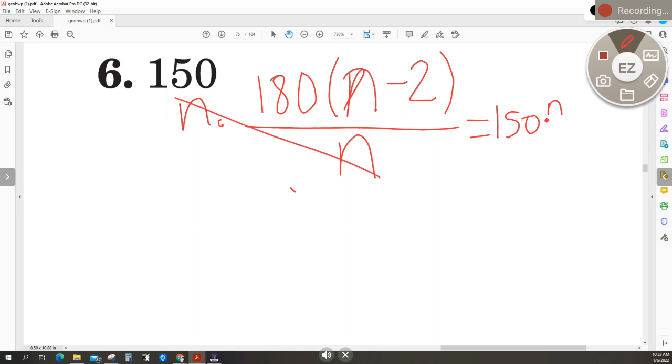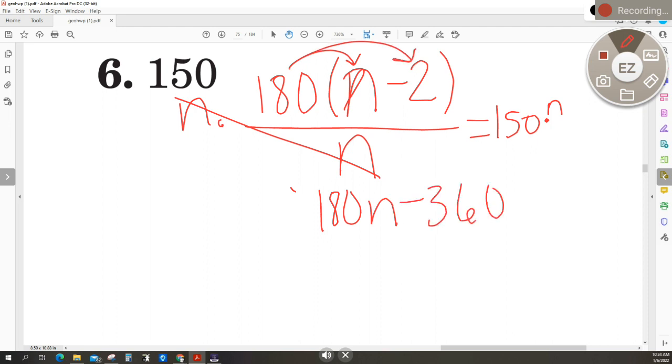Is that okay with you guys if we go ahead and do the distributive property right here? Is that all right? Instead of writing it down and then doing distributive property and rewriting it. So if we do 180 times n, that's 180n. And then 180 times negative 2 is negative 360. And then over here we've got 150n.